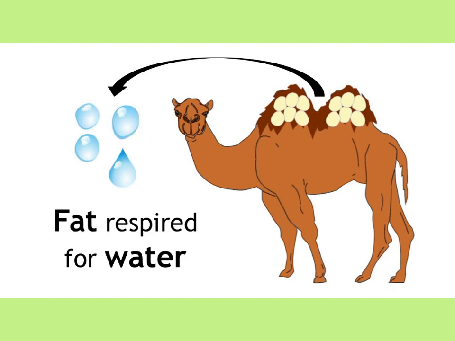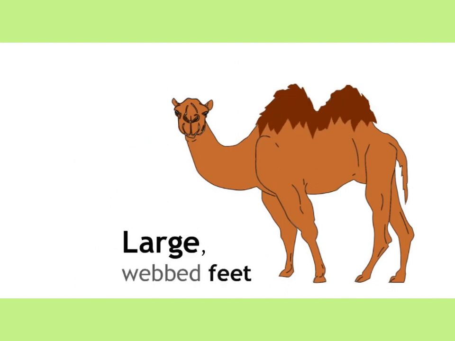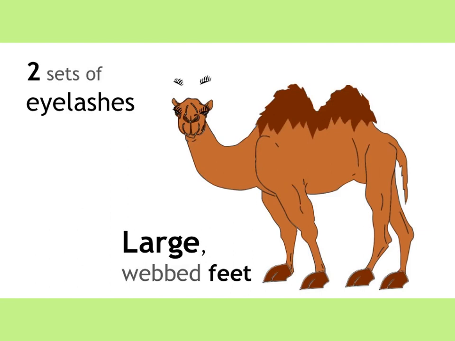Camels have adapted to have very large flat feet to spread their weight on the sand, and the skin between their toes helps to stop them sinking. They also have 2 sets of eyelashes and large slit-like nostrils to keep the sand away from their face.